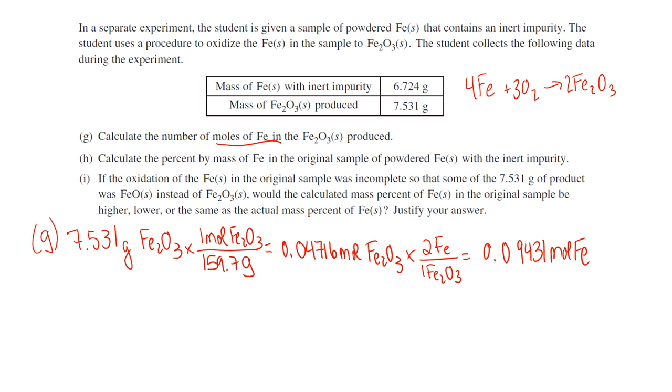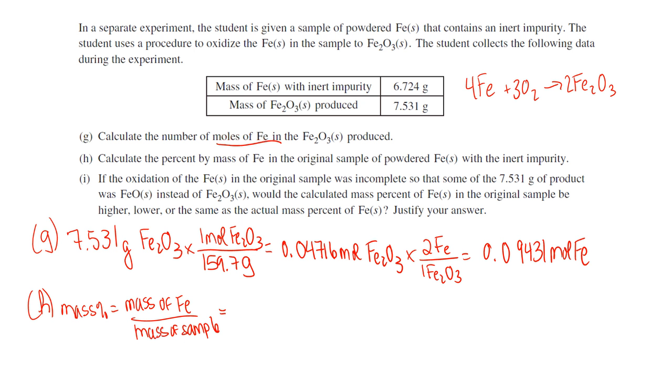And then for H, you want to find the percent by mass of iron in the original sample. So this is actually kind of similar to the brass lab we did, where we tried to figure out the mass percent of copper in the original brass. So remember, if you're trying to find a mass percent, it's just any percent in general. It's the part over the whole. So we're trying to find the mass percent of iron in the original sample. You want to do the mass of iron divided by the mass of the original sample.